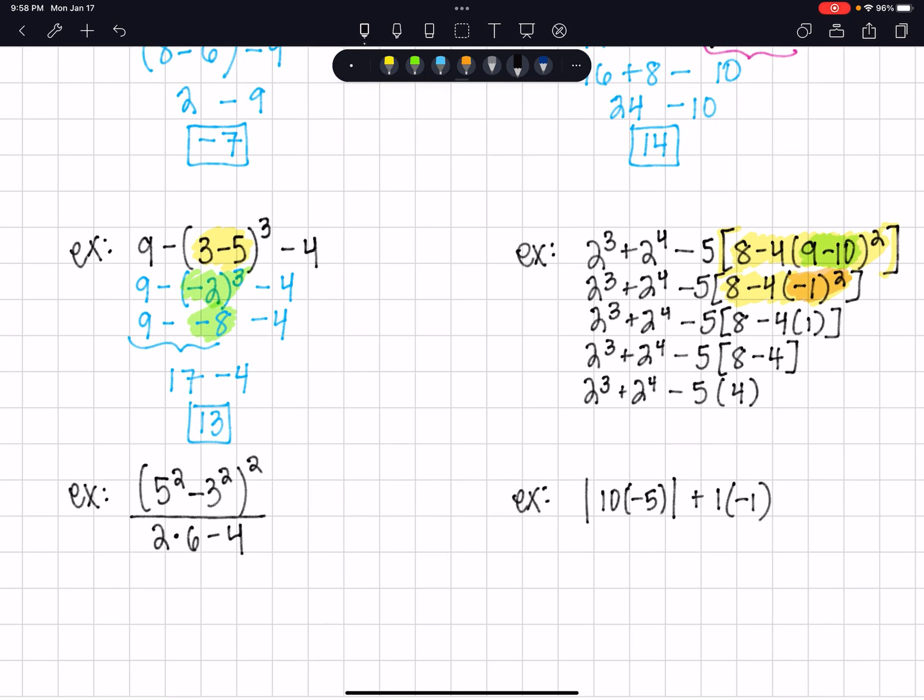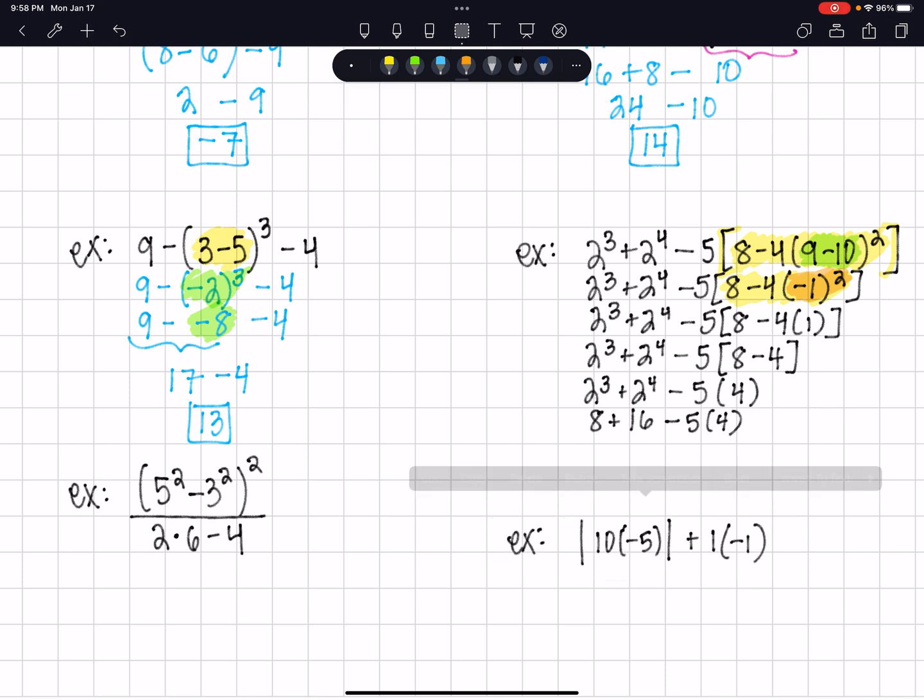Now we can move on to our exponents. 2 cubed is 8, plus 2 to the 4th is 16, minus 5 times 4. 5 times 4 is what we're going to do next. 5 times 4 is 20, so we have 8 plus 16 minus 20. 8 plus 16 is 24, and 24 minus 20 is 4.